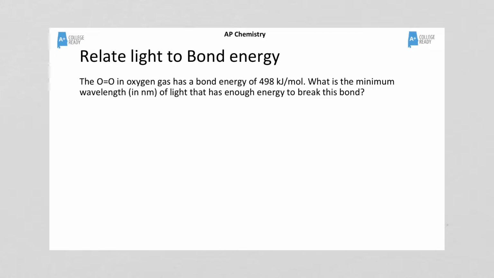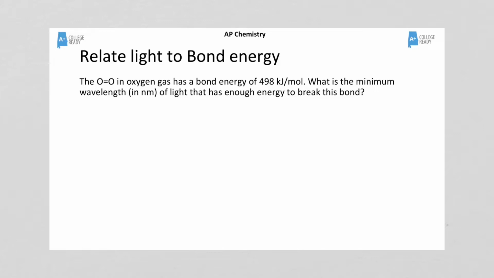We know oxygen gas has a double bond. Its bond energy is 490 kilojoules per mole. And the question is, what is the minimum wavelength in nanometers of light that has enough energy to break this bond? If this was an AP question, it would probably be asked in more than one part. This is kind of one big problem, maybe a couple problems. But I just wanted to work through this with you so you could see the steps you would need to really think about to convert this.